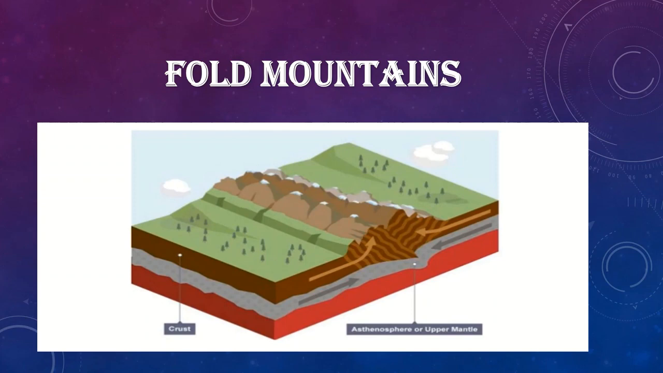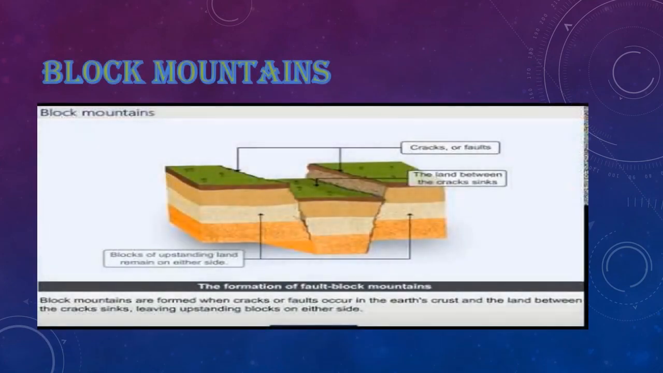Examples of fold mountains include Himalayan mountains in Asia, Alps in Europe, Andes in South America, Rockies in North America, and Urals in Russia. Next is block mountains.